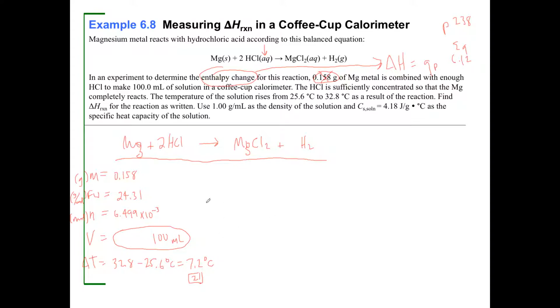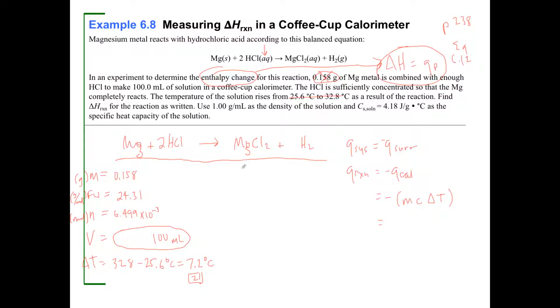So I know that I'm going to be doing Q of the system is equal to minus Q of the surroundings. The system is my reaction, and the surroundings is my calorimeter, and the calorimeter is going to be m C delta T. I'm still reading here. Let's move on: as a result of the reaction, find the change in enthalpy of the reaction as it is written. Use 1 gram per mil as the density of the solution.